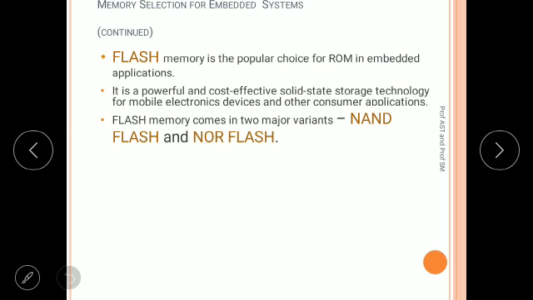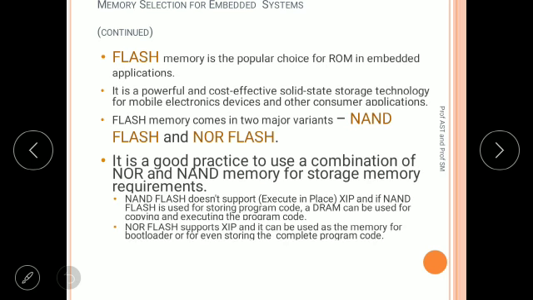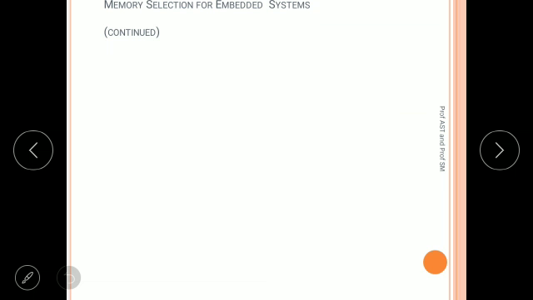NAND flash does not support execute in place, in short, XIP. If NAND flash is used for storing program code, a DRAM can be used for copying and executing the program code. NOR flash supports XIP and it can be used as a memory for the bootloader or for storing the complete program code.